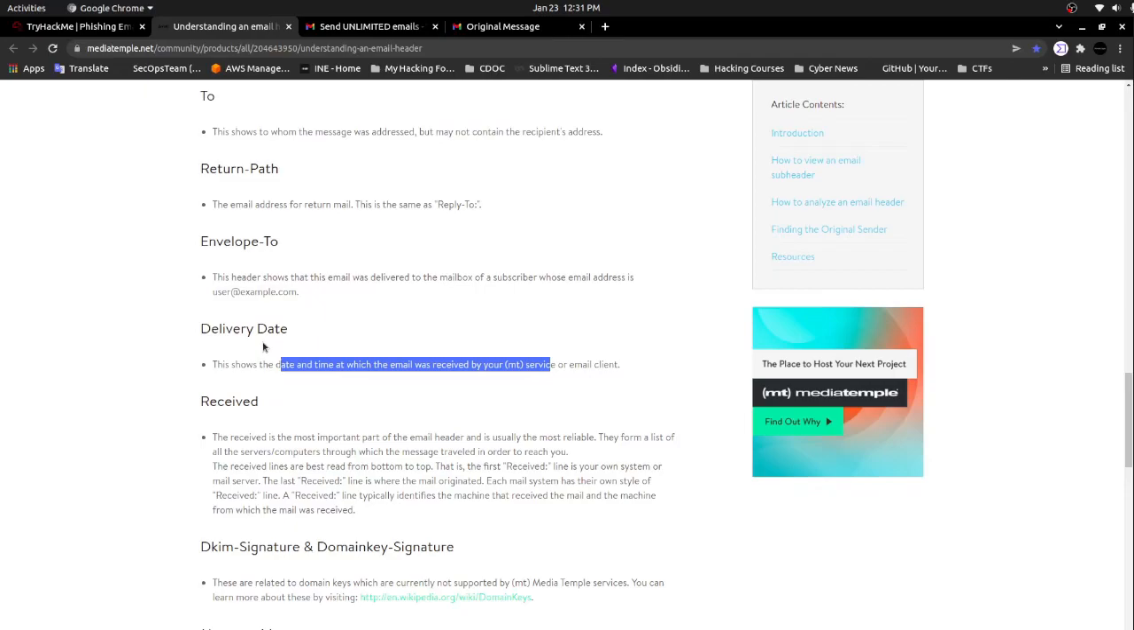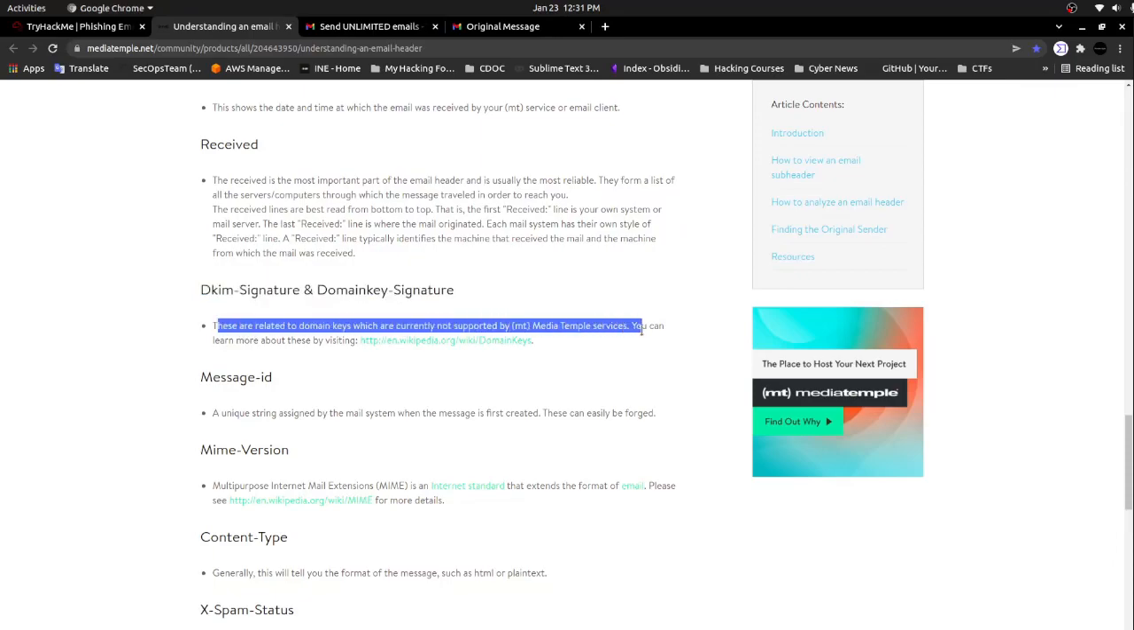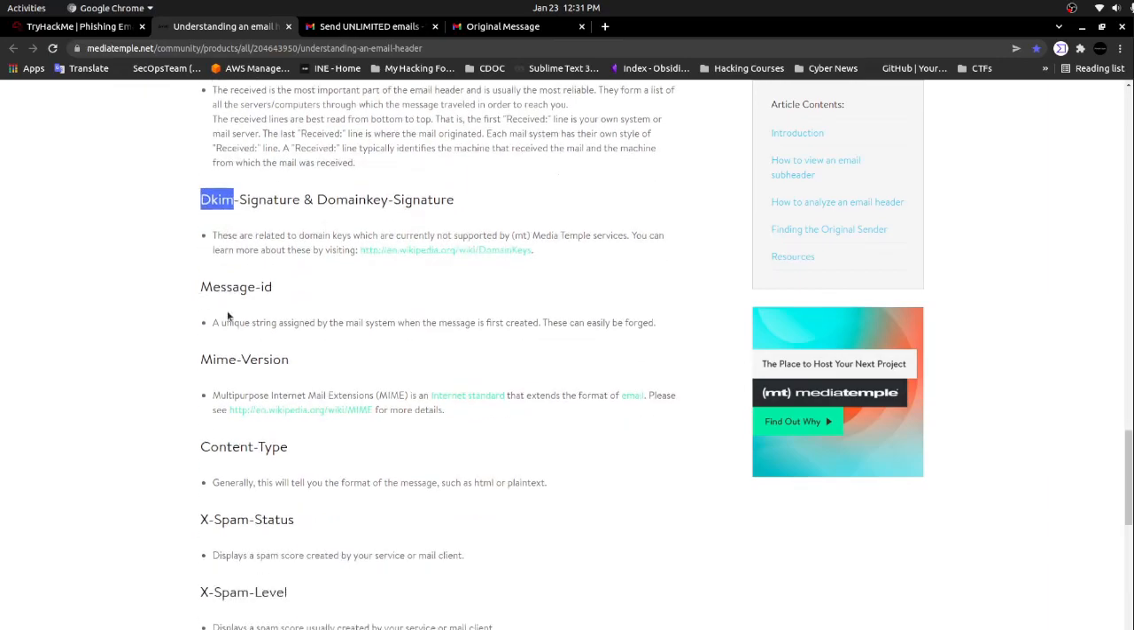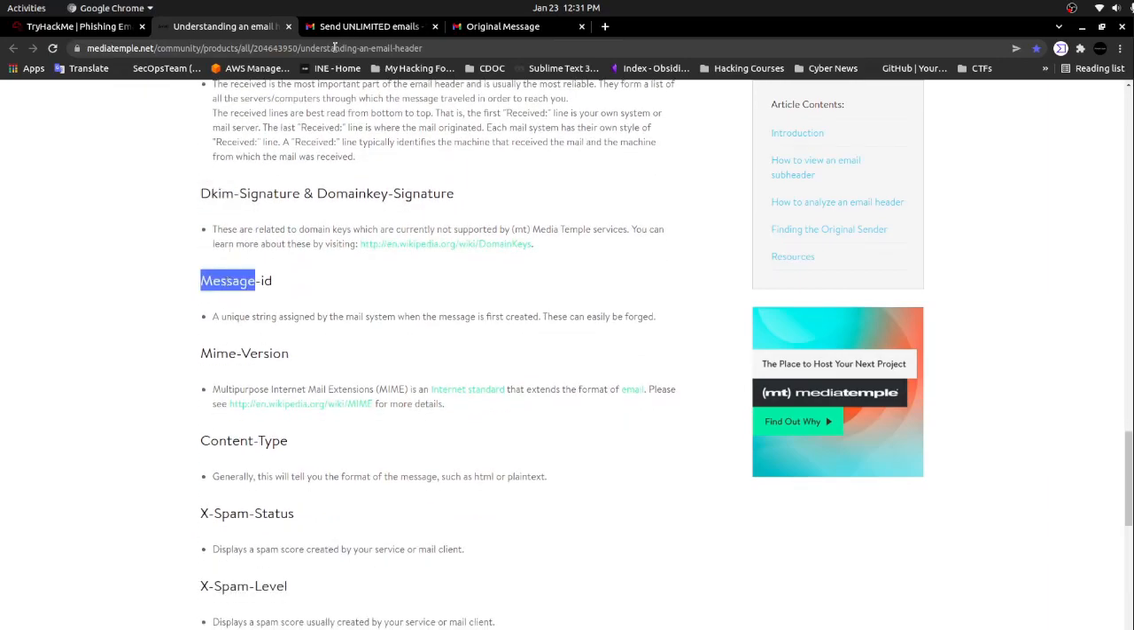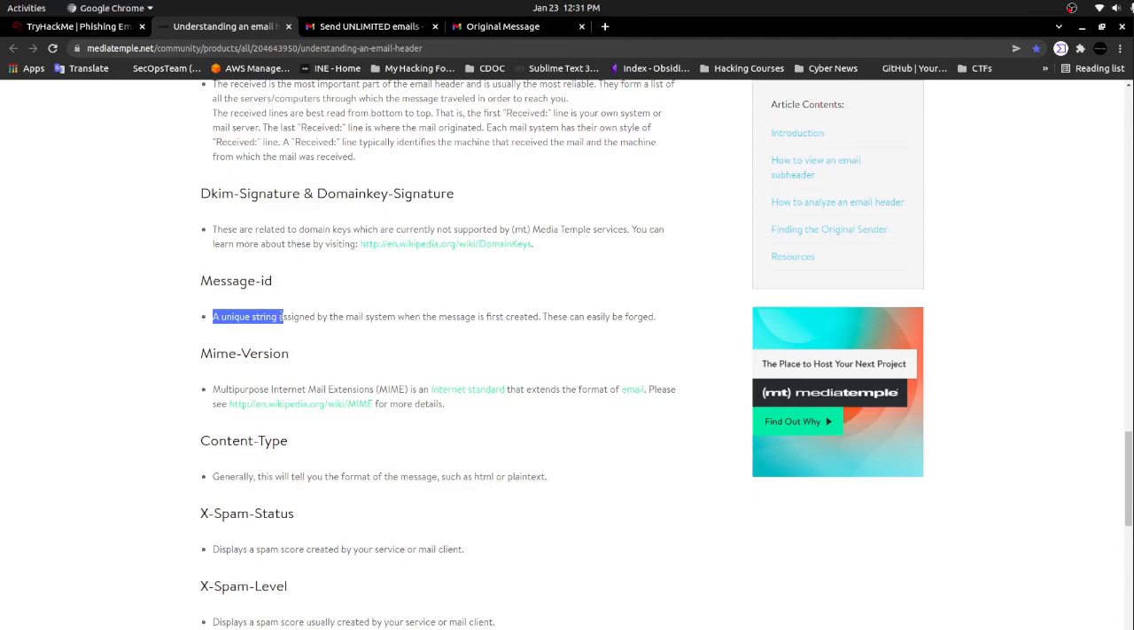Alright. The next, envelope to. This header shows that the email was delivered to the mailbox of the subscriber whose email address is this one. Alright. Delivery date. Actually, the delivery date differs from the date. The date simply indicates when the email was composed. But the delivery date is the date and time at which the email was received by the recipient. So the time might be different because it's not always the same.